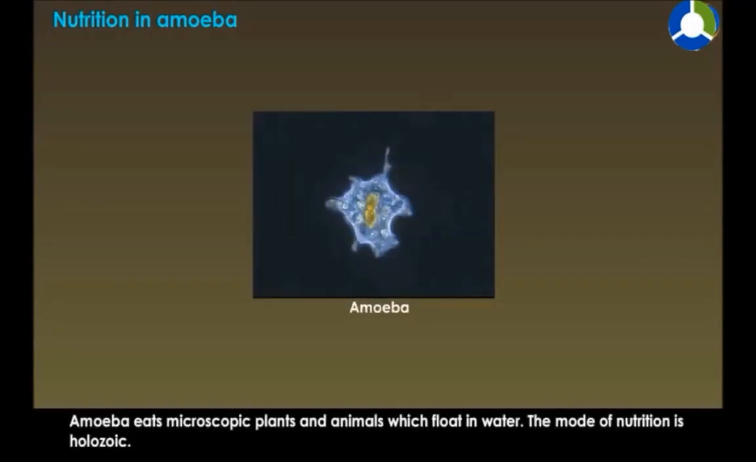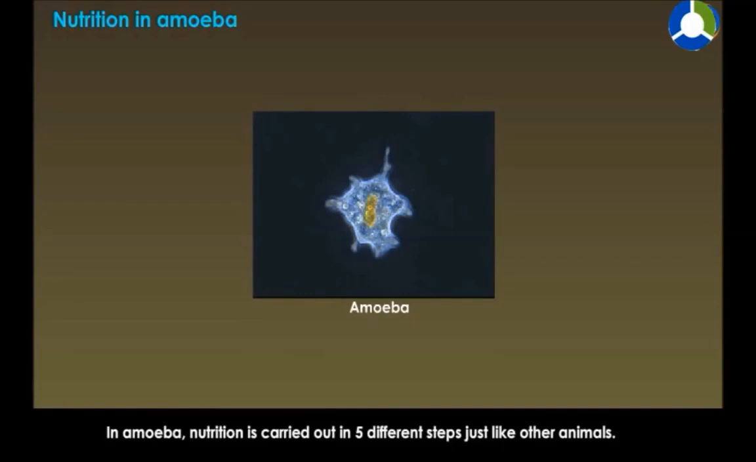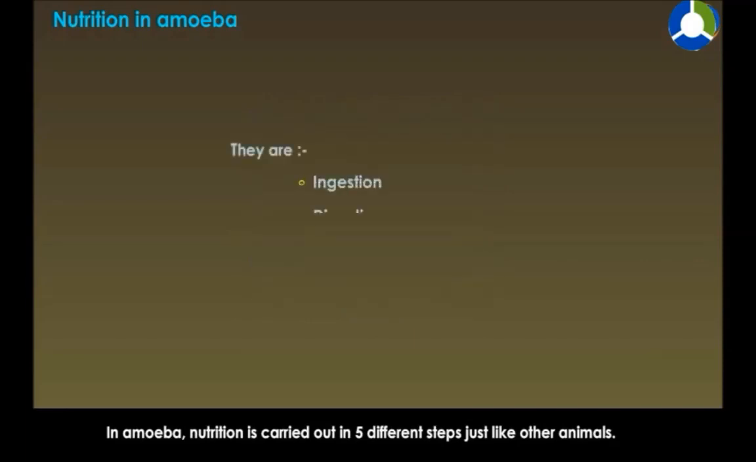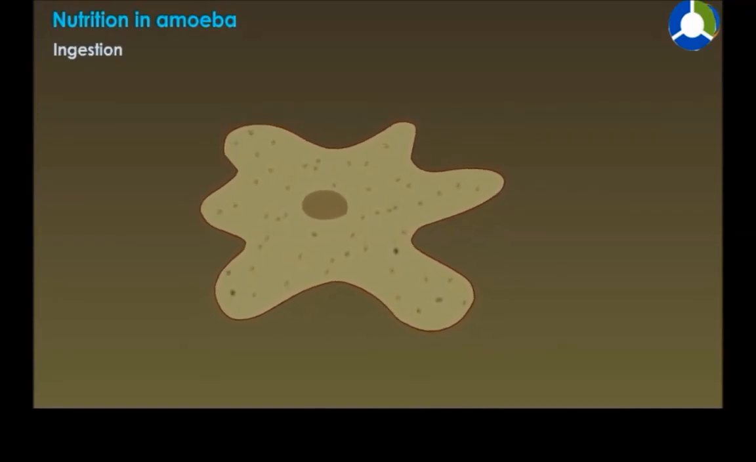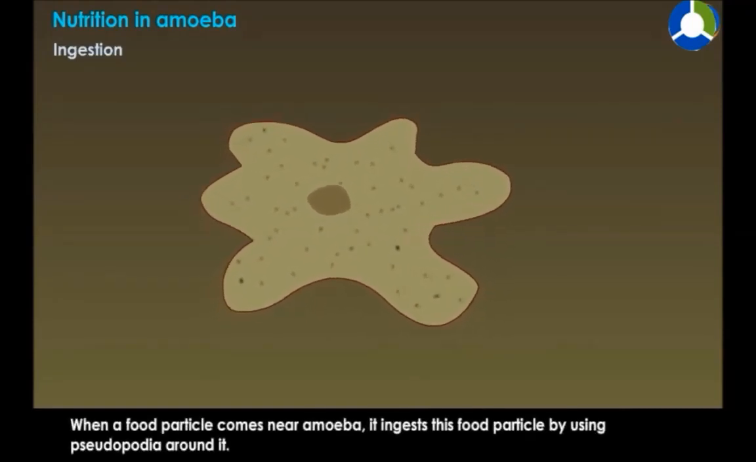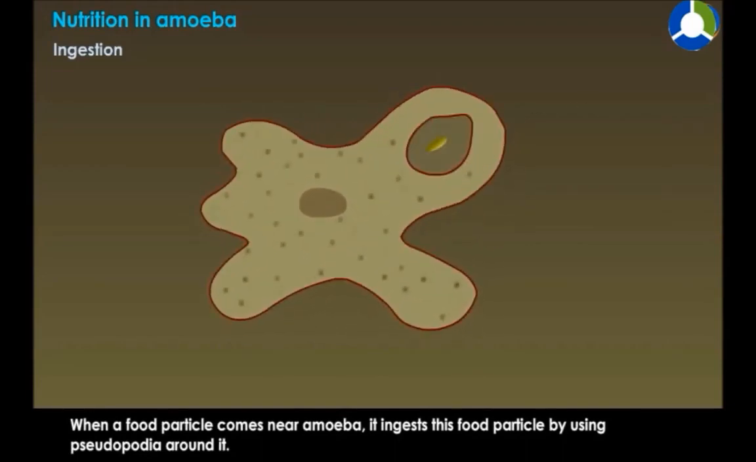Nutrition in amoeba. Amoeba eats microscopic plants and animals which float in water. The mode of nutrition is holozoic. In amoeba, nutrition is carried out in 5 different steps just like the other animals. They are ingestion, digestion, absorption, assimilation and egestion. Ingestion. When a food particle comes near amoeba, it ingests this food particle by using pseudopodia around it.